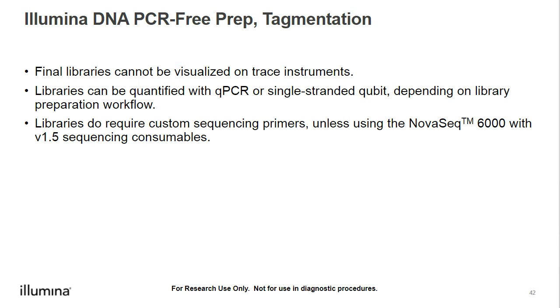Something a little special about these libraries is that they do require a custom read 1 sequencing primer, and they may require a custom index 2 sequencing primer depending on the sequencer that you're using. And we do provide these sequencing primers. If you are using a NovaSeq for sequencing with version 1.5 consumables, you do not need to use any custom sequencing primers as they are already included in the sequencing reagent kit.